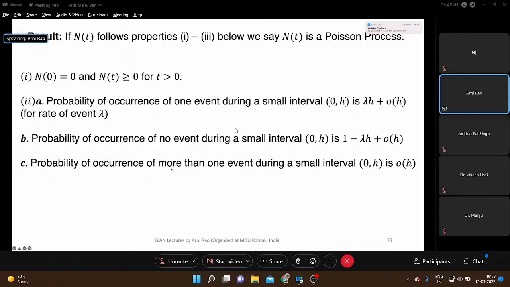More than one event is ignored. So in sum, in the beginning there are 0. The probability of occurrence of one event in a small interval is lambda h. The probability of no event is 1 minus lambda h. So one event lambda h, no event 1 minus lambda h. More than one event is o(h), order of h. That is negligible. This is the interval.